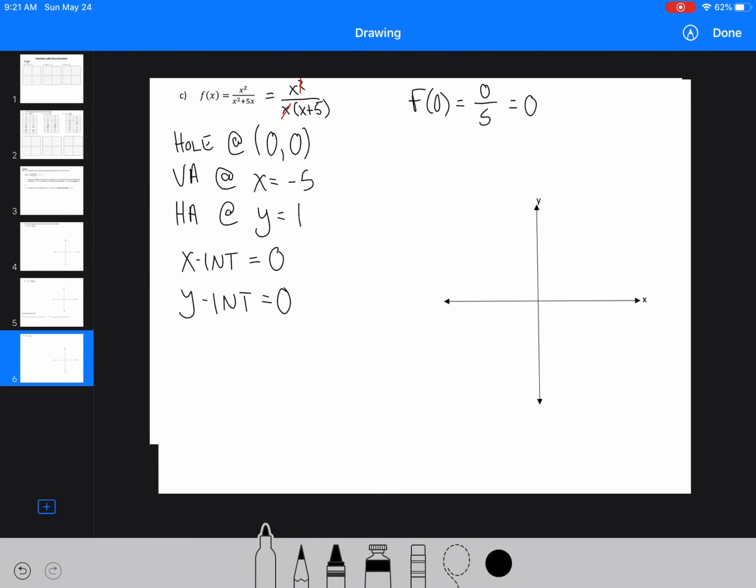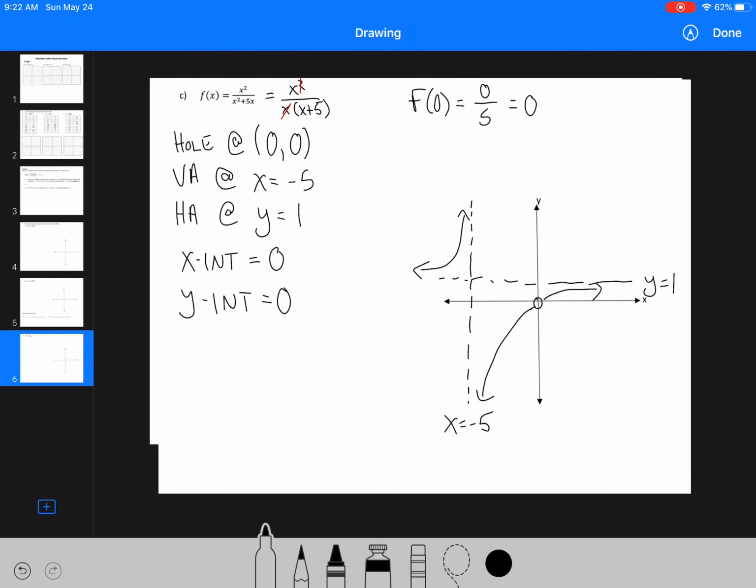So now we're going to just start putting all of our stuff on the graph here. We've got x equals, oh, I'm on the wrong side. Let's try that again. We're over here. So x equals negative 5, y equals 1. We'd go through 0, 0, but that's a hole, so we don't go through it. Graph's going to go something like this. We're not going to do domain and range this time. And there is your graph.